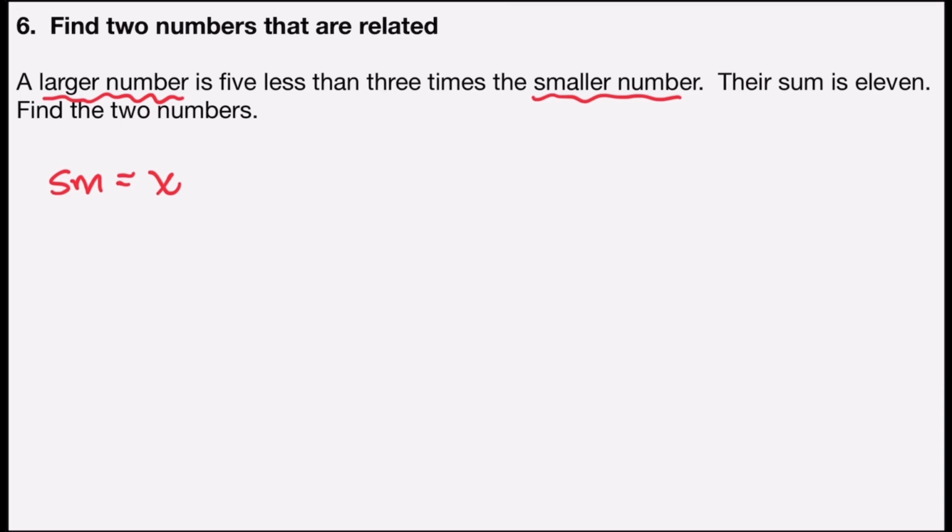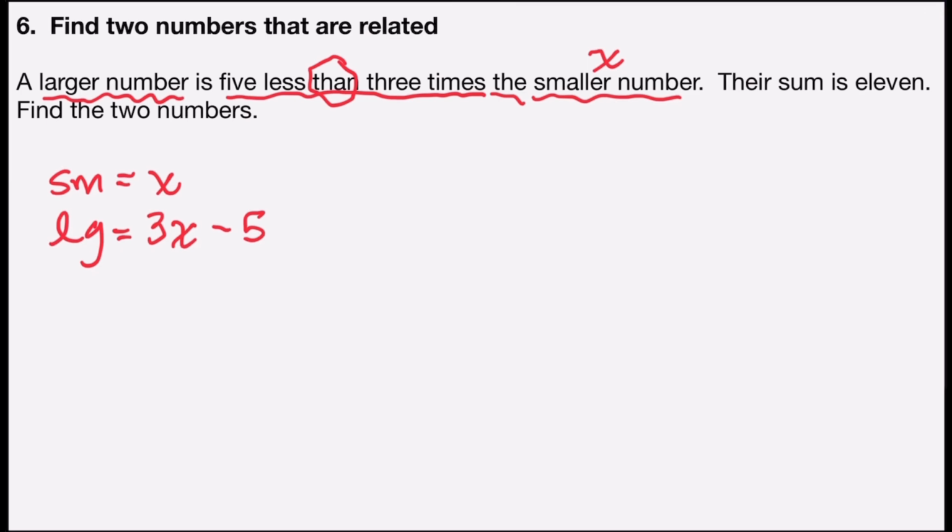Now we're going to translate to find the larger number. So it says a larger number is 5 less than 3 times the smaller number. So we see the word than, which means we already know that's going to switch the positions from words to symbols, and it says 3 times the smaller number, which we called x. So that's going to be 3 times x, and 5 less would be minus 5. So I used translation to write an expression for each of the unknowns.